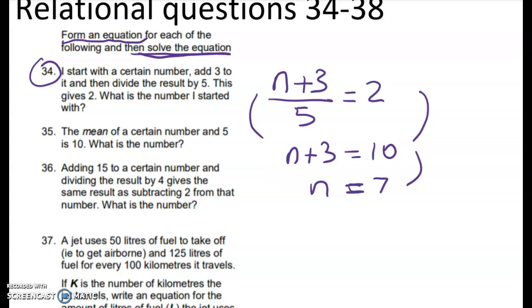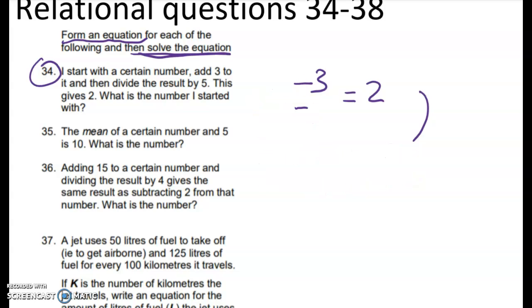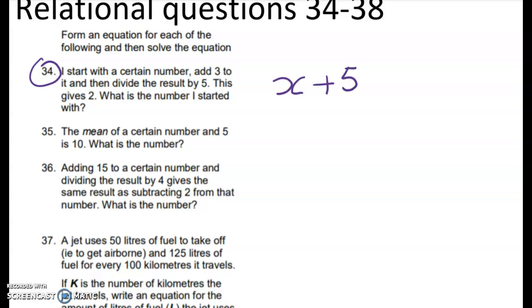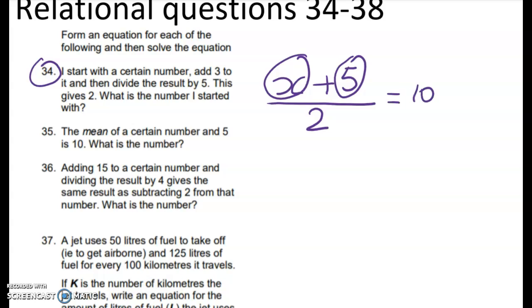Okay, next one. The mean of a certain number and 5 is 10. Right, so the mean is the average. So let's call my number x this time, just to change it around a bit. So I've got my number, and the mean of that number and 5 is 10. So to find the average, we take the 2 numbers, we add them together, and we divide by how many numbers there were. So it's x plus 5 divided by 2, because there are 2 numbers. So x plus 5 divided by 2 equals 10.